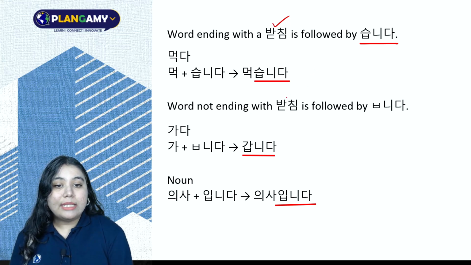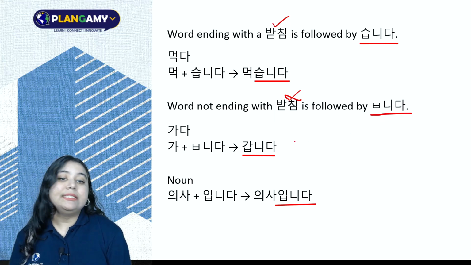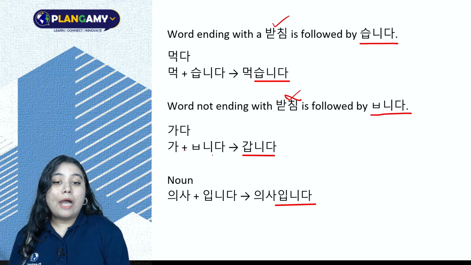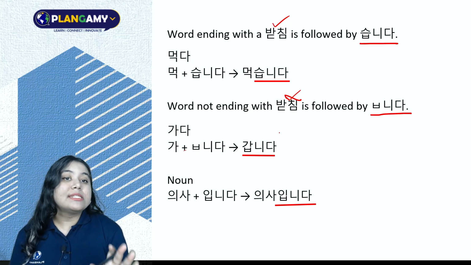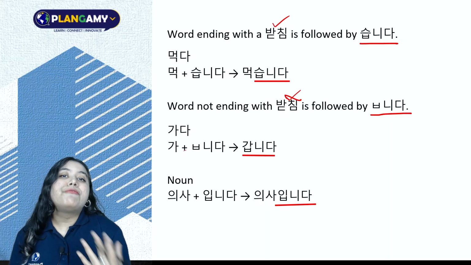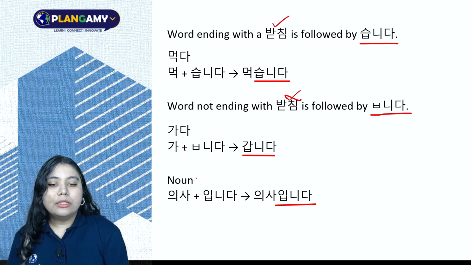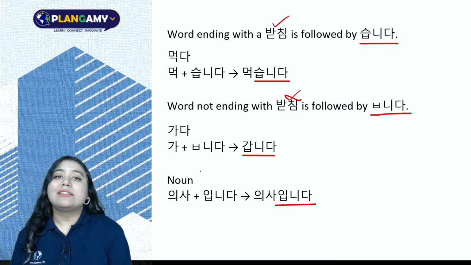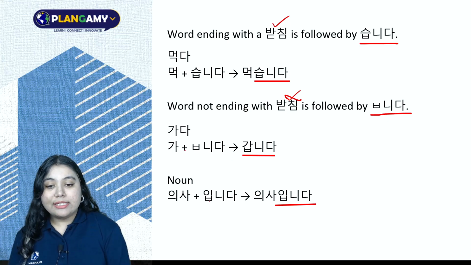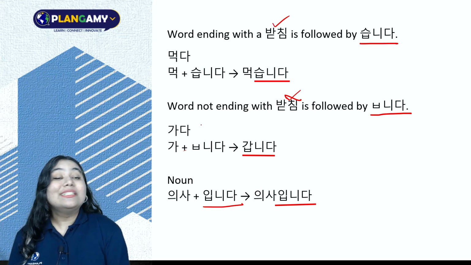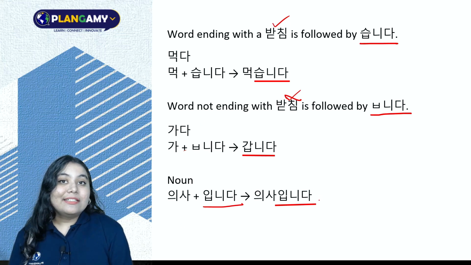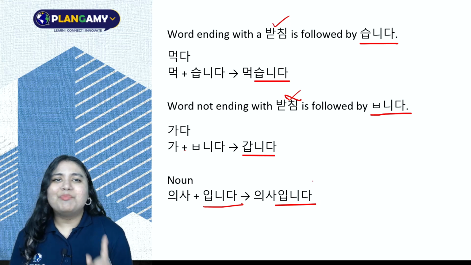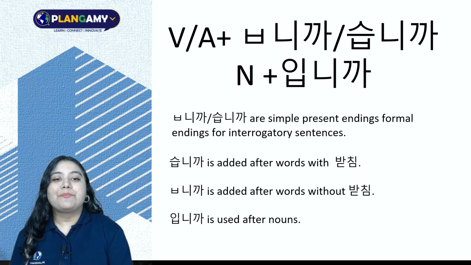Where there is no 받침, 받침 없어요, I'll add 봅니다. 가다, to go. 가 plus 봅니다. 갑니다. Similar to 가요, exactly like 가요. Means the same as 가요, but in a formal sense. Now, noun, it doesn't matter if there is a 받침 or not. You just have to put 입니다 at the end, right? So 의사 is a doctor, a noun. So 의사입니다. Exactly like 의사예요, but in a formal tone.